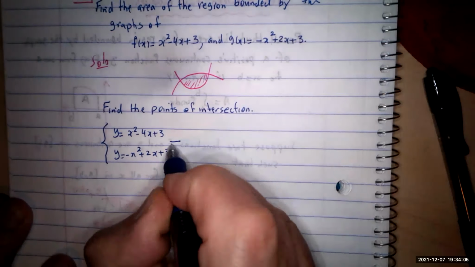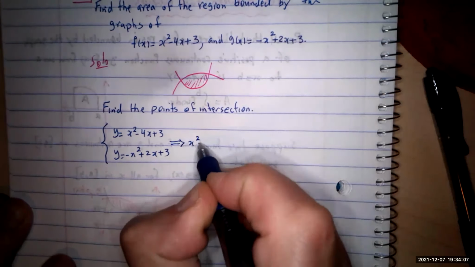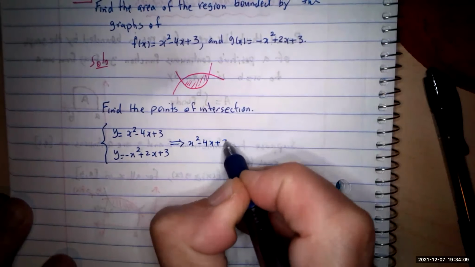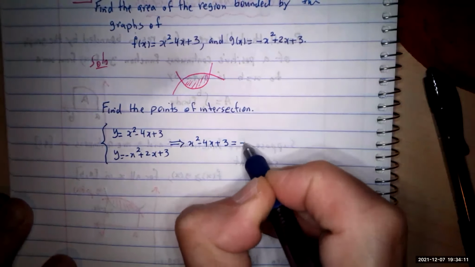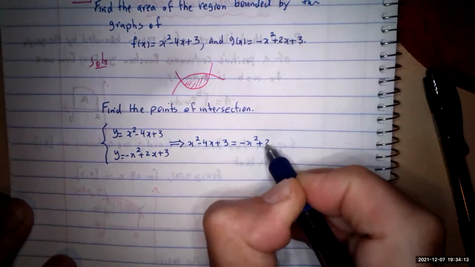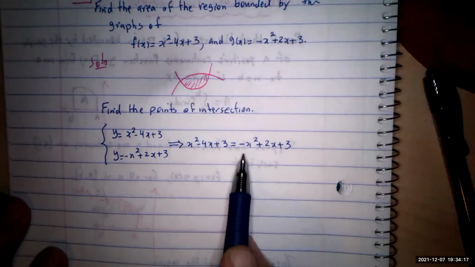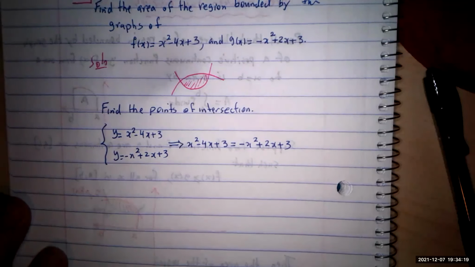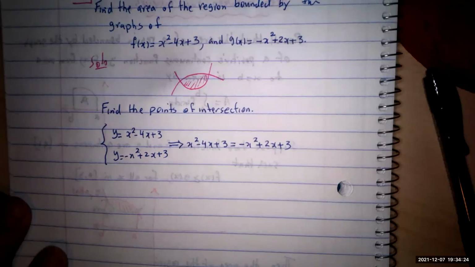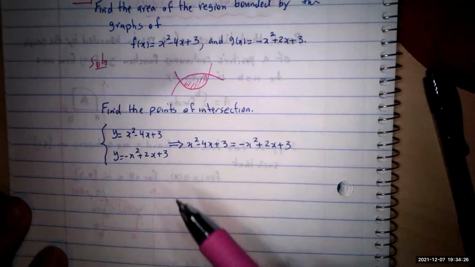Okay, so it's going to be x squared minus 4x plus 3, and that would be equal to negative x squared plus 2x plus 3. Since you have the x squared, you have to move everything to one side of the equation and use factoring to take care of it. Okay, move them into one side.